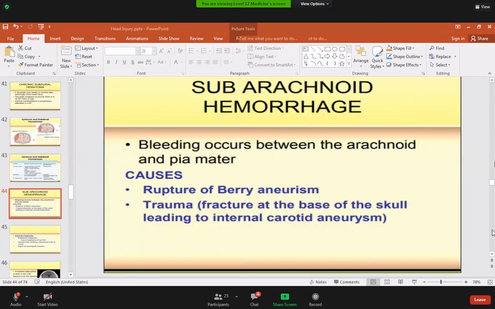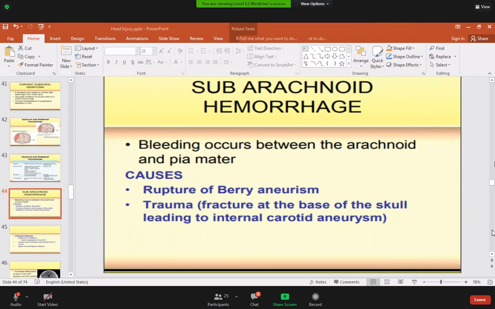There is another area of hemorrhage that is very important, subarachnoid hemorrhage, in which the bleeding is between the arachnoid and the pia mater. And usually the cause of it is the rupture of the berry aneurysm. Can anyone tell me what is the berry aneurysm? What is berry aneurysm?